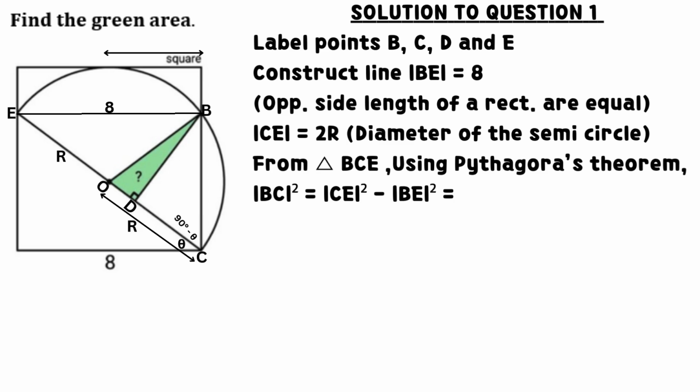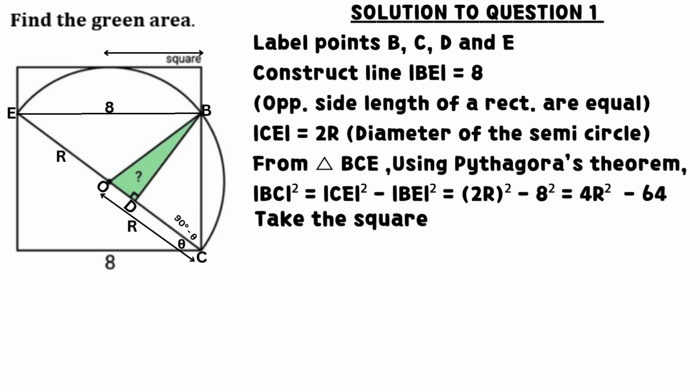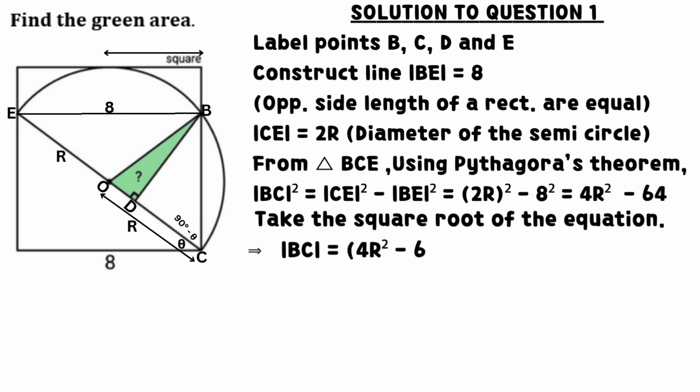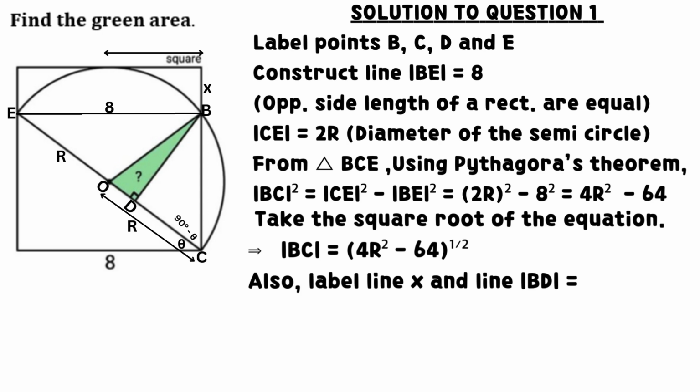From triangle BCE, using Pythagoras' theorem, the square of line BC equals the square of line CE minus the square of line BE, which equals 4 times the square of R minus 64. Take the square root of the equation. This implies that line BC equals the square root of 4 times the square of R minus 64.